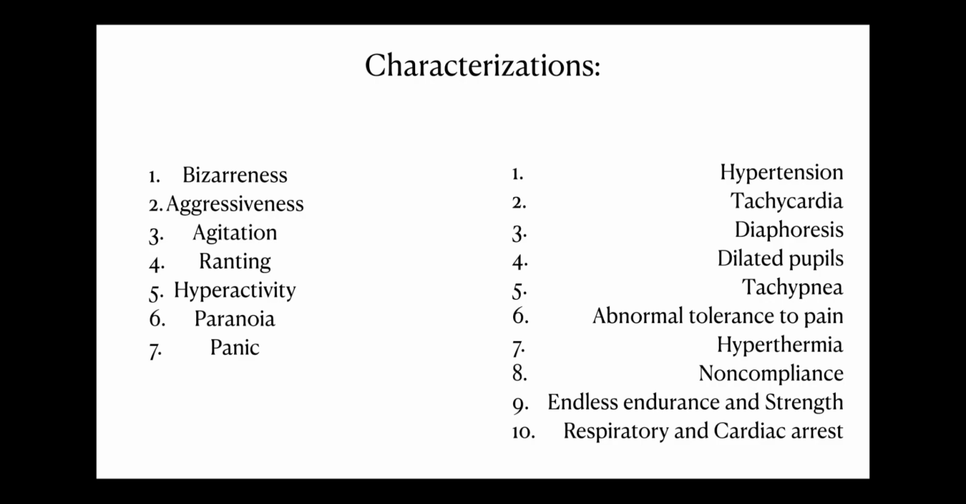So the characteristics of excited delirium. They're going to act bizarre. They're going to be aggressive, agitated, ranting. Hyperactivity, paranoia, panic. At least that could be their physical actions. How is their body going to present to you medically speaking? Well, they could be hypertensive, tachycardic, diaphoretic, with dilated pupils, tachypneic, abnormal tolerance to pain, hypothermia, noncompliance, and endless endurance and strength, all of which could eventually lead to respiratory and cardiac arrest.